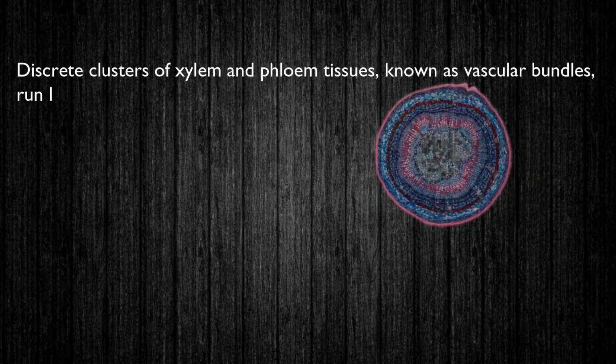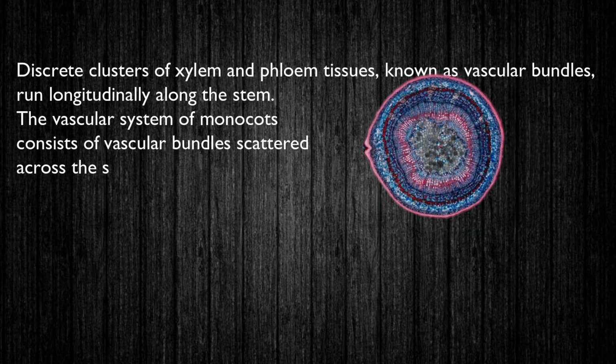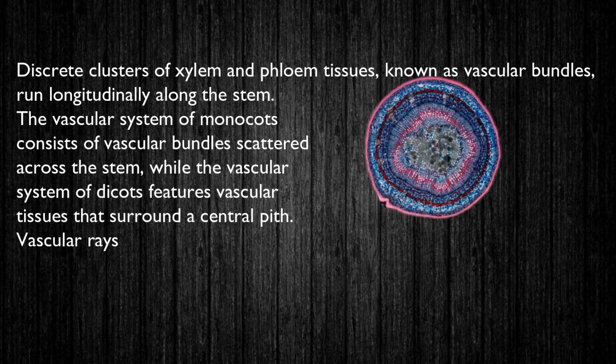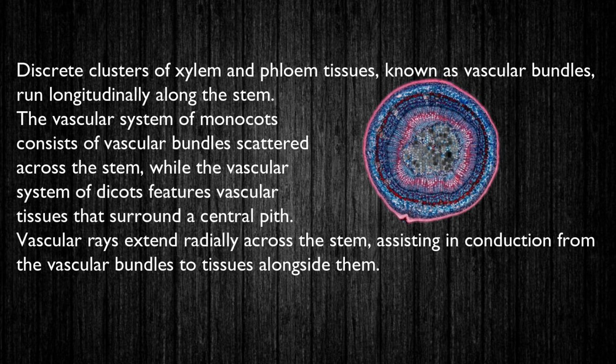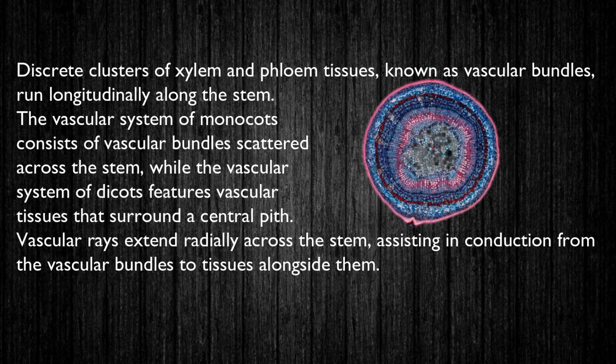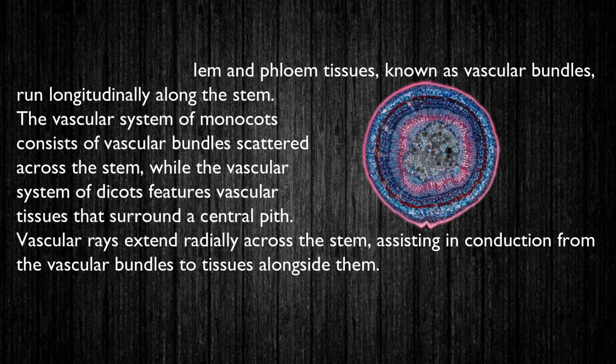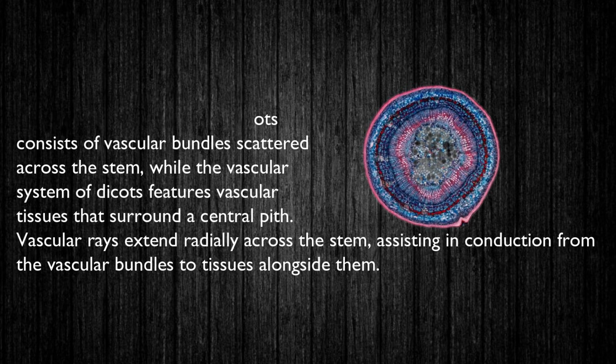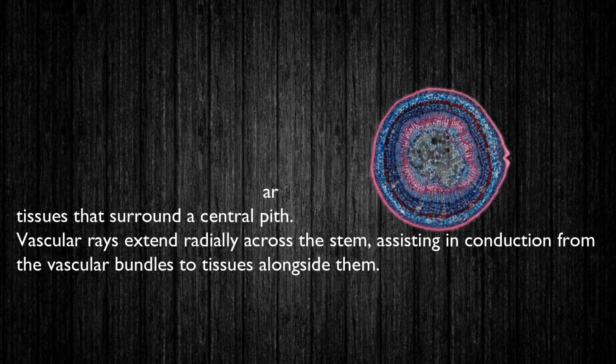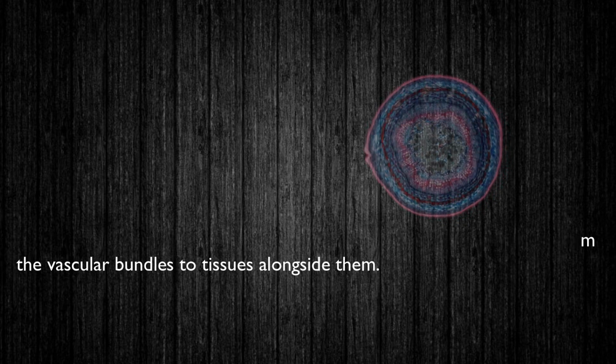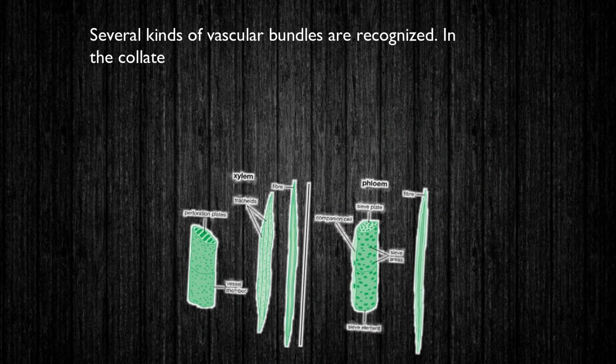Discrete clusters of xylem and phloem tissues, known as vascular bundles, run longitudinally along the stem. The vascular system of monocots consists of vascular bundles scattered across the stem, while the vascular system of dicots features vascular tissues that surround a central pith. Vascular rays extend radially across the stem, assisting in conduction from the vascular bundles to tissues alongside them. Several kinds of vascular bundles are recognized.